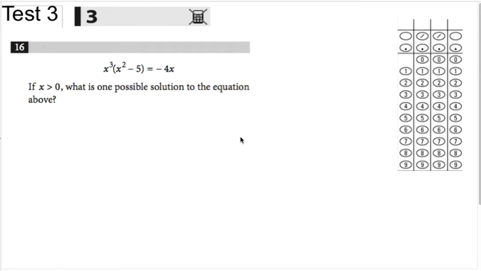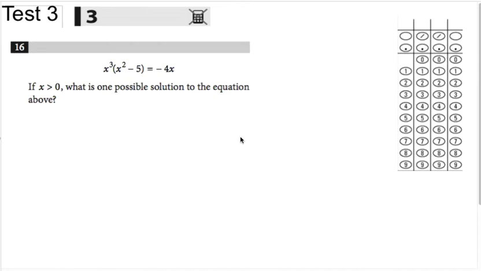All right, this is SAT Prep. We're doing test 3, section 3, and this is number 16, the first of the grid-in problems. So we have x cubed times the quantity x squared minus 5 equals negative 4x. Sorry, if x is greater than 0, what is one possible solution to the equation above?